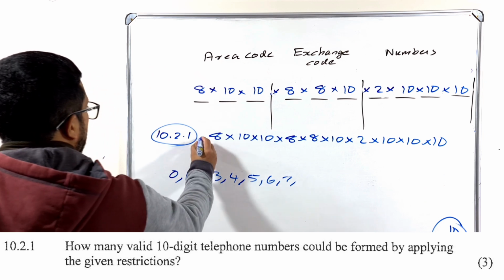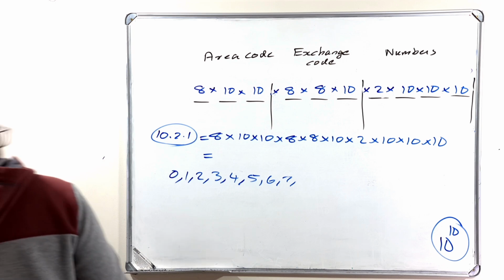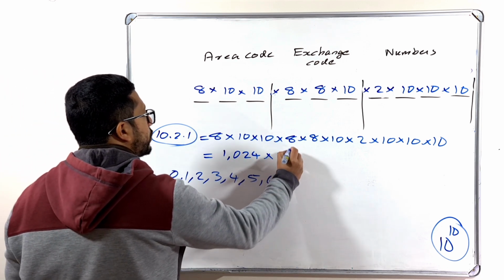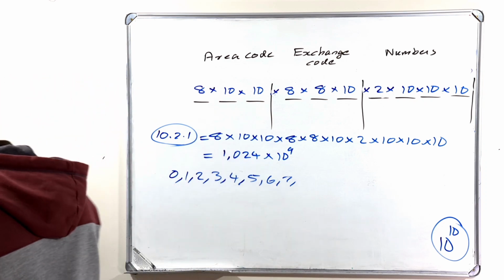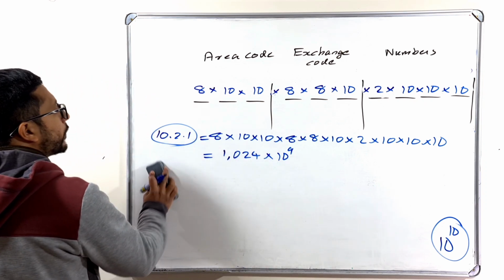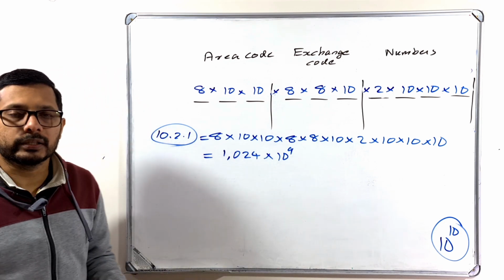So take your calculator and try to find the answer of this one. In your calculator you will get 1.024 times 10 raised to 9. So that many options we have if we apply that condition.